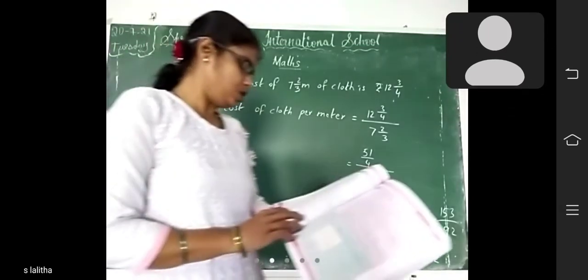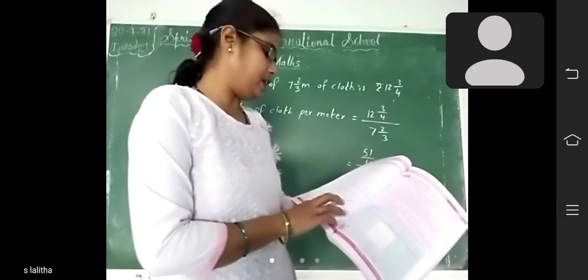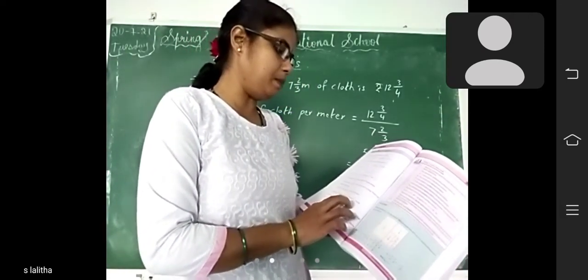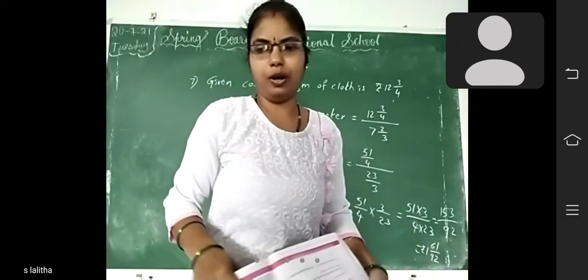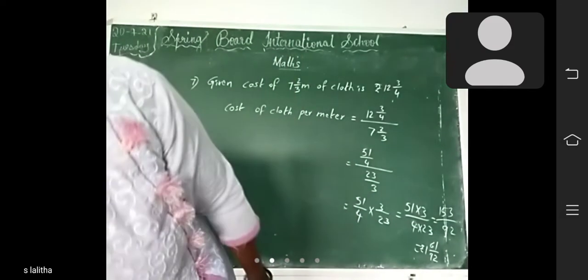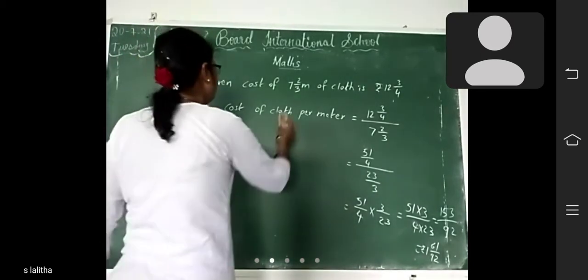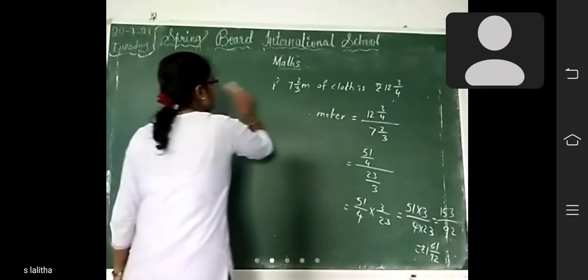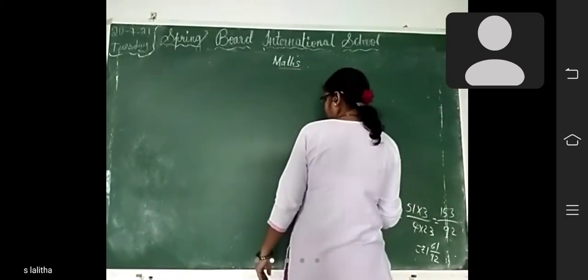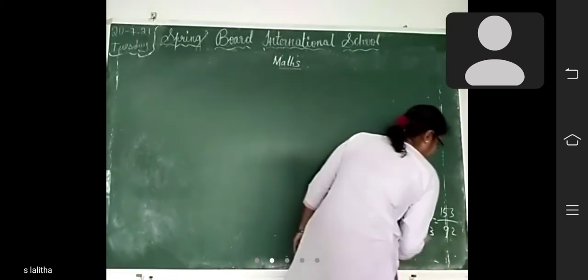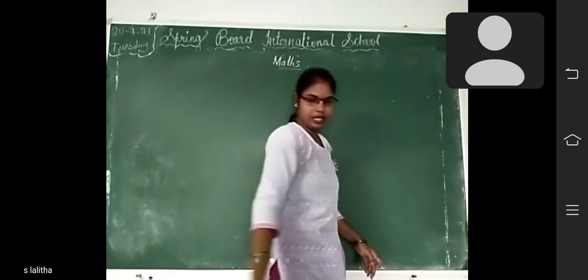Next, see the 8th question. Find the area of a rectangular park which is 18 3/5 meters long and 8 2/3 meters broad. So here a rectangular park is given. You have to find the area. Length is given and breadth is also given. You have to find the area of the rectangular park. What is the formula for the area of a rectangle?